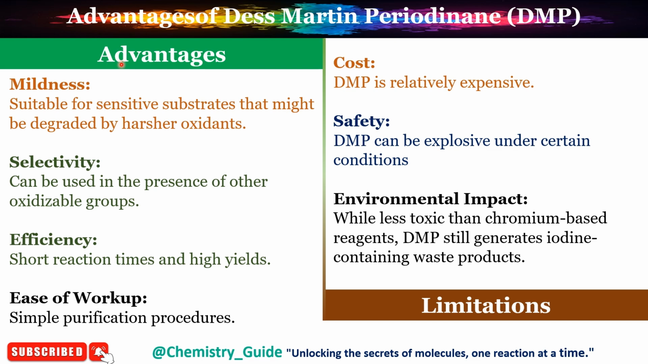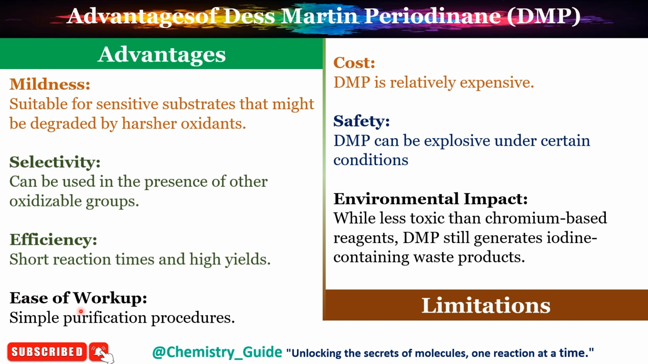There are many advantages of using DMP. The first one is the mildness. It is suitable for sensitive substrates that might be degraded by harsher oxidants. It is a highly selective reagent. It doesn't have any effect on the other functional groups. Then efficacy: short reaction time, and generally yields are high, the reaction conditions are easy to work up, and a simple purification procedure is required in the DMP reaction.